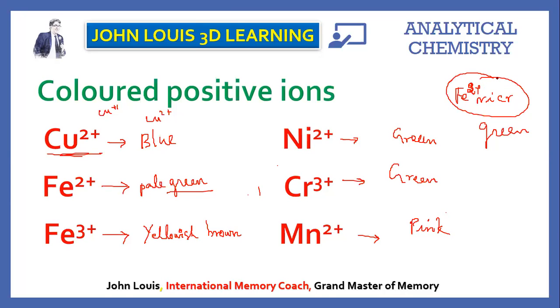Okay, so what to take, yellowish brown or reddish brown? Actually, it is reddish brown. I don't know why they are given as yellowish brown. Reddish brown is the correct answer. In the next page, in the same lesson in your textbook, you will find iron 3 is reddish brown. So always answer reddish brown.